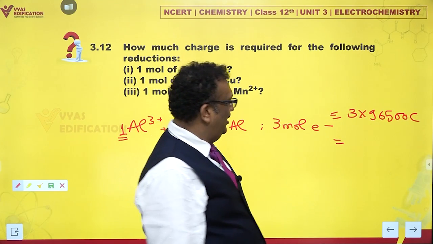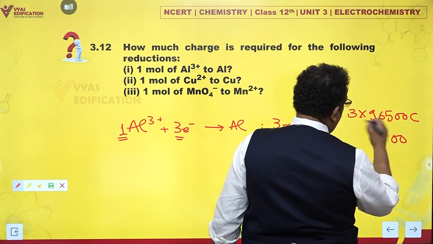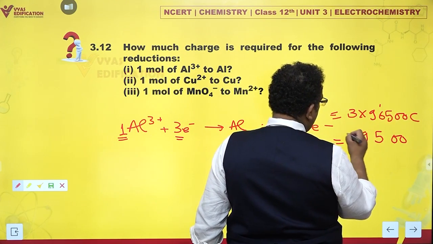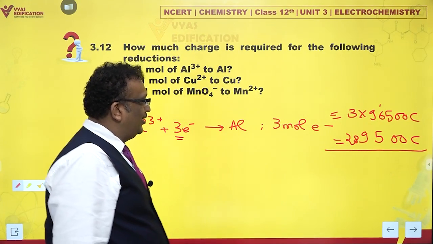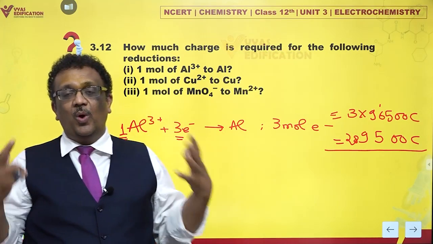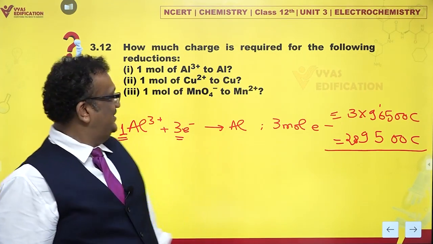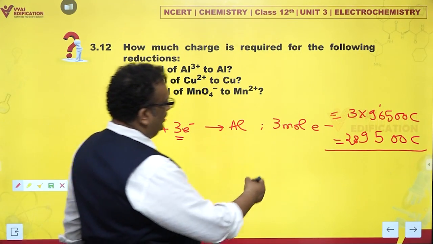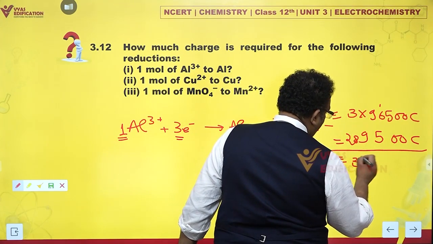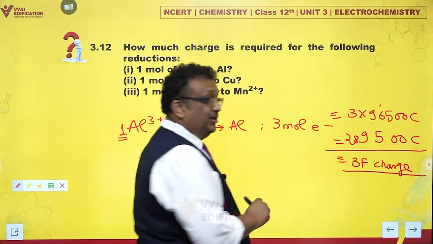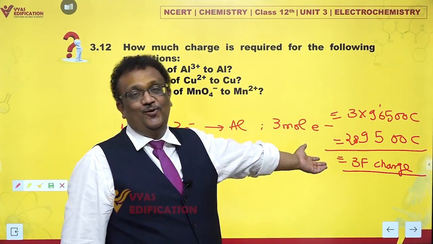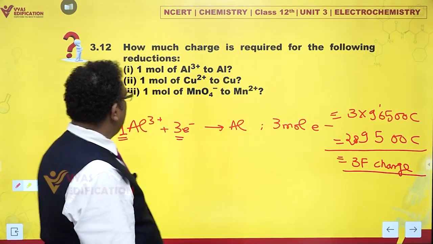Multiply that by 3 and there you get 3 Faraday, which is 3 into 96500, 2,89,500 coulombs. That is one enormous number. Or you could call it 3 Faraday charge. You may call it 3 Faraday or you may call it so many coulombs. Both are correct answers.